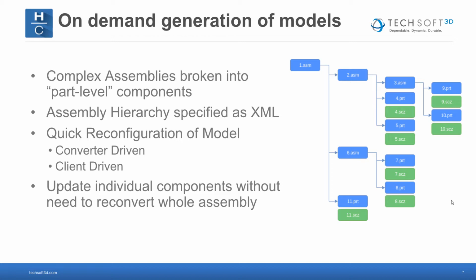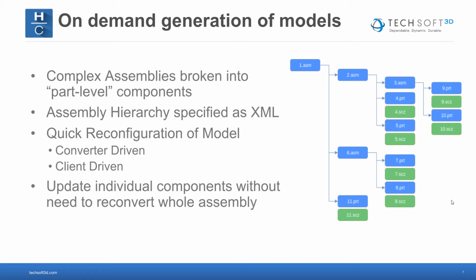You can see here, for example, if we took part 11 and something about this part changed, all we would have to do is reconvert the new 11.prt file and create a new 11.scz file. Now, in some cases, if this model didn't change size or location, we can reuse our existing XML file or SC master file that we've created, just replacing the old SCZ file with the new SCZ file, reload the page, and we would see those changes immediately.